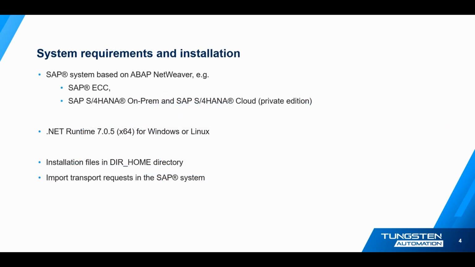SAP2Printix is supported for any SAP system based on ABAP NetWeaver, that is, SAP ECC, GTS, EWM, and so on. This includes SAP S/4HANA systems, both on-prem and in the enterprise cloud. The application requires the .NET Runtime 7.05 for Windows or for Linux. For the installation, the executable files are copied in the dir home directory of the SAP system, and a transport request must be imported.